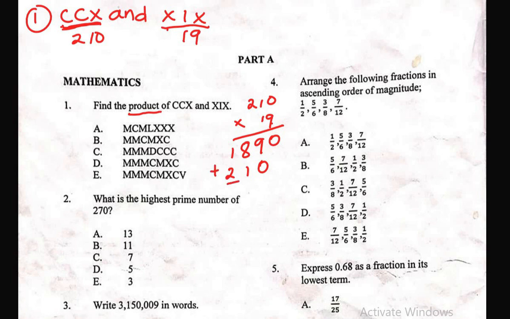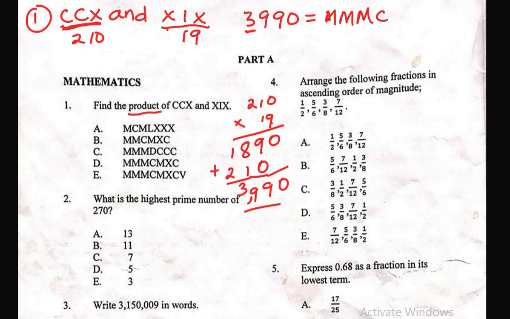We can now sum. If you sum this up, we have 0993, that's like 3,990. Now we have our answer in figure, 3990. Change it to Roman numerals. What is 3,000? M is 1,000. 3,000 is M in 3 places. 900 is CM. And 90 is XC. This is the correct answer.